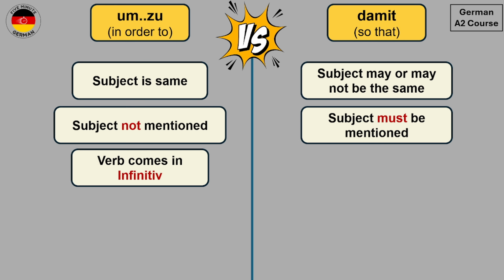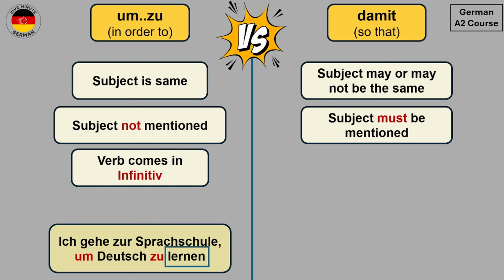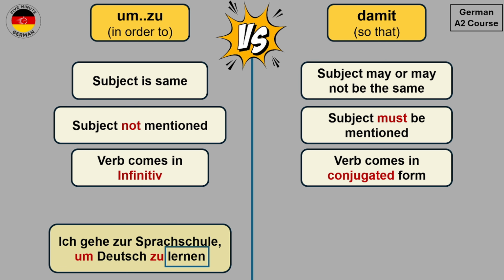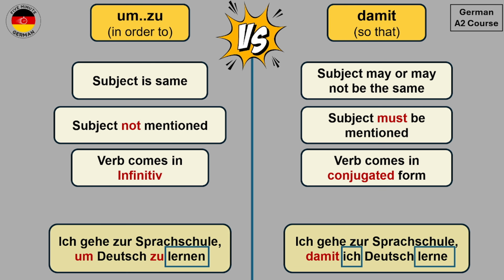So an example that we saw for this was: Ich gehe zur Sprachschule, um Deutsch zu lernen. So you see lernen is the infinitive form. Whereas in case of damit, the verb comes in conjugated form at the last position. And we saw this in the example: Ich gehe zur Sprachschule, damit ich Deutsch lerne. So you see that we have the verb at the last position in conjugated form and we have also mentioned the subject in the Nebensatz.